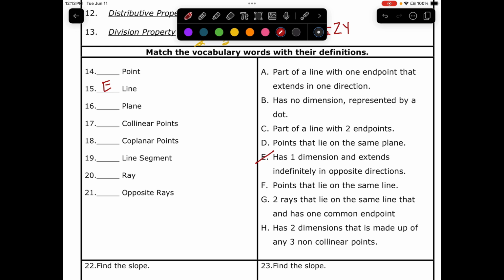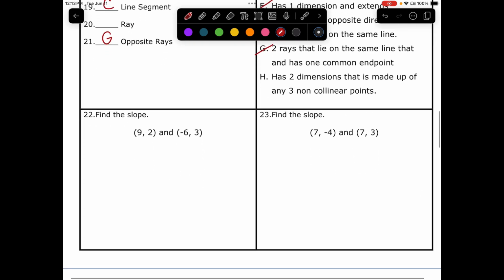Number 17, collinear points. So the points that lie on the same line. Go ahead and try number 18. Number 19, a line segment is a part of a line with two endpoints. And you try number 20. Number 21, opposite rays, two rays that lie on the same line and they have one common endpoint. Try number 22.